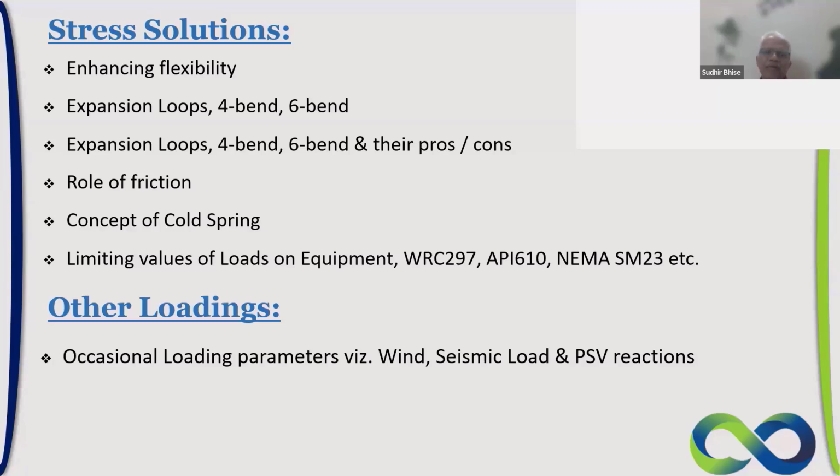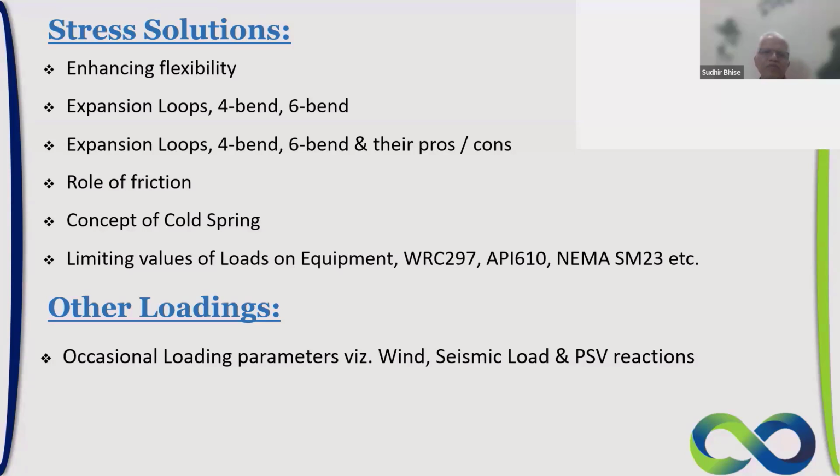Then, what is the role of friction in the analysis? What is the concept of cold spring, the pre-stressing of the pipe, and how does it help in our analysis? Then, limiting the values of the loads on the various equipment which are designed as per various standards like NEMA, API, or tank designs, turbine designs, and pump designs. We are going to see everything, and how the limits can be achieved with the help of either directly Caesar, or manually also, to check and limit those values within the range.